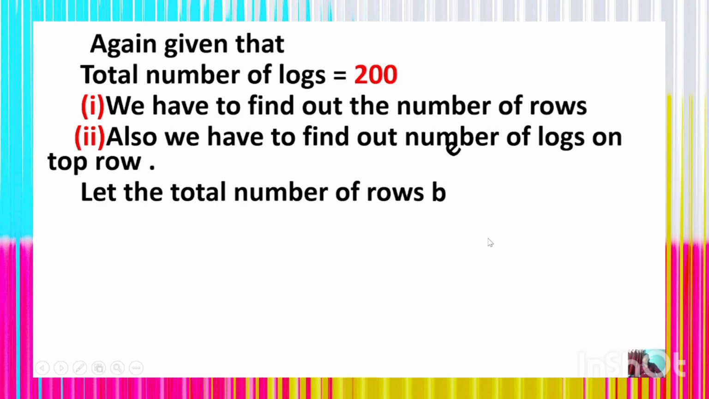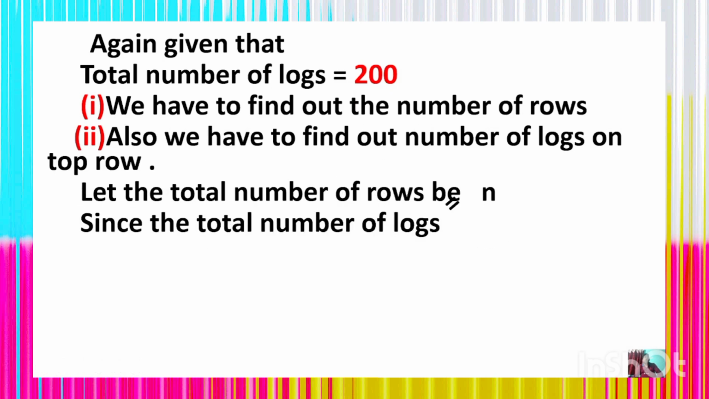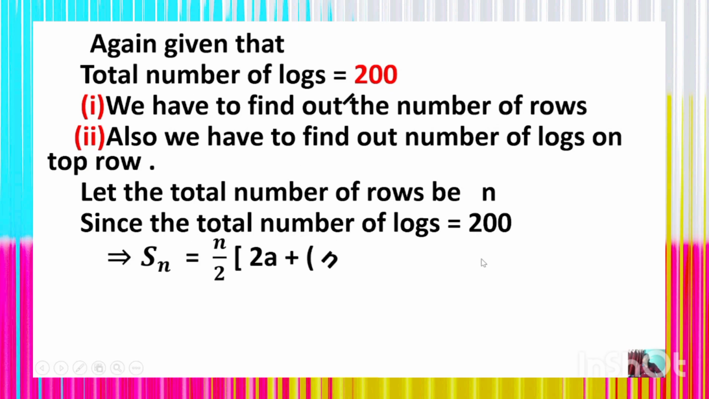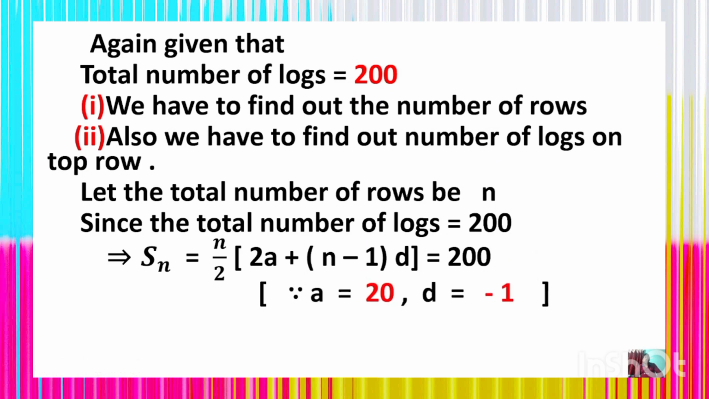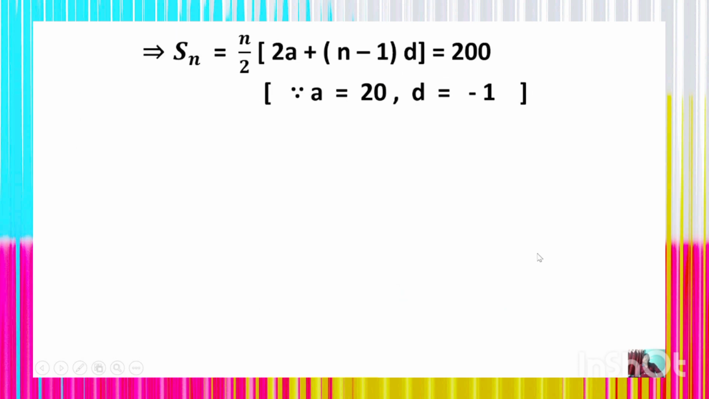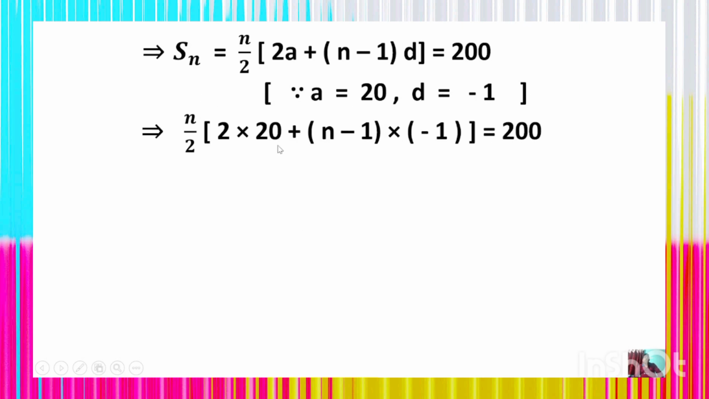Let the total number of rows be n. Since the total number of logs is equal to 200, you can apply the sum of n terms of the AP using the formula Sn is equal to n by 2 whole into 2a plus (n minus 1) whole into d, which is 200. Since a is equal to 20 and d is equal to minus 1, by using these values we shall get Sn is equal to n by 2 whole into 2 into 20 plus (n minus 1) whole into minus 1, which is 200.